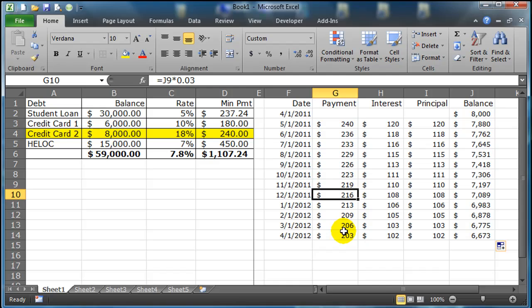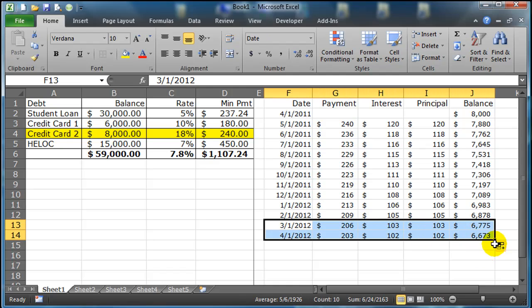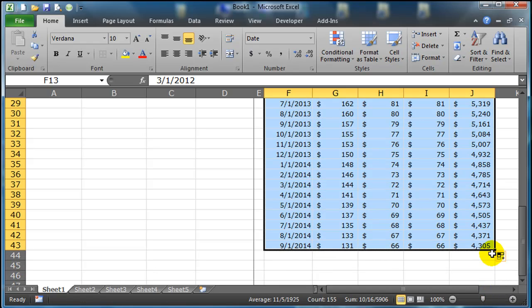And really what you're looking for is the time in which your balance gets to 0. As you can see right now, you're pretty much paying on this credit card for a year. Your balance has gone from $8,000 down to about $66.73. So if I go ahead and select a couple rows and I start to autofill down, I'm just going to keep on autofilling and then I'll let go and see what's happening.